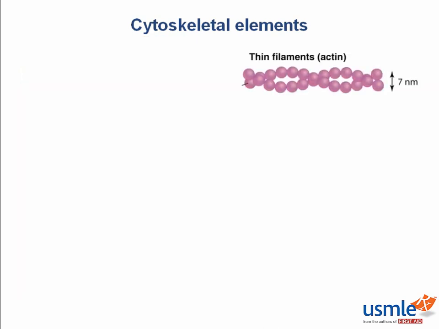Actin and myosin compose microfilaments and are the thinnest structure in the cytoskeleton, with a diameter of just 7 nanometers. You probably know that actin and myosin work together in muscle contraction, and that's covered in a different lecture. But can you think of anything else that actin does?